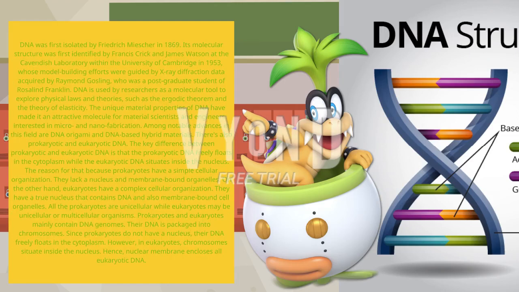DNA was first isolated by Friedrich Miescher in 1869. Its molecular structure was first identified by Francis Crick and James Watson at the Cavendish Laboratory within the University of Cambridge in 1953, whose model building efforts were guided by X-ray diffraction data acquired by Raymond Gosling, who was a postgraduate student of Rosalind Franklin.